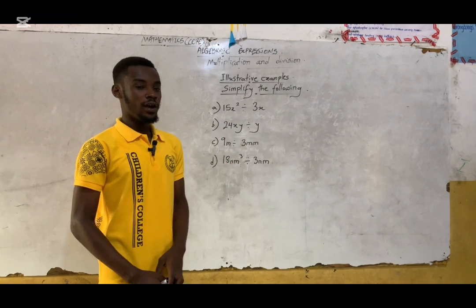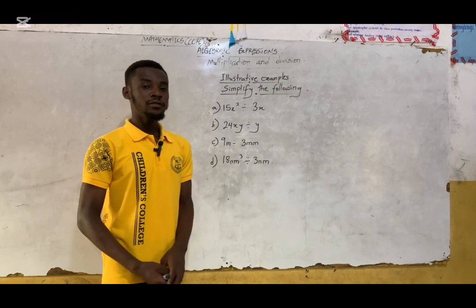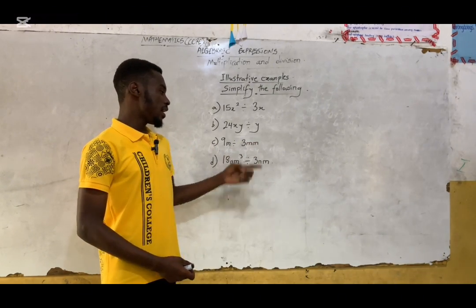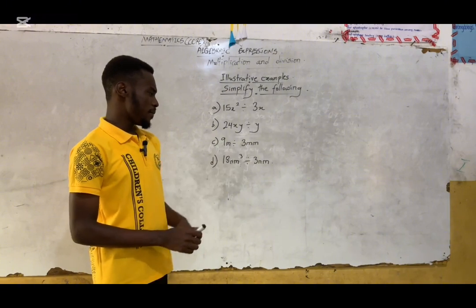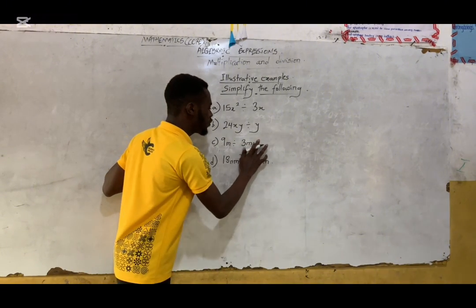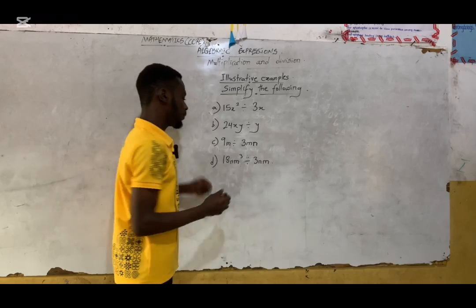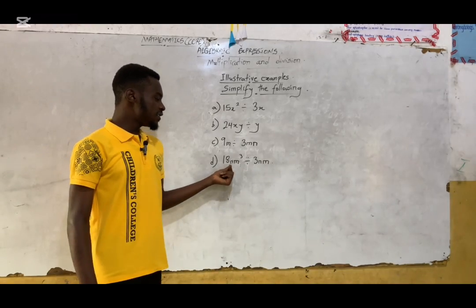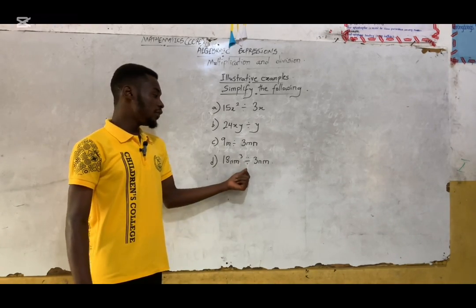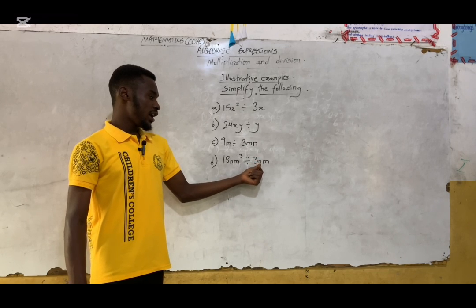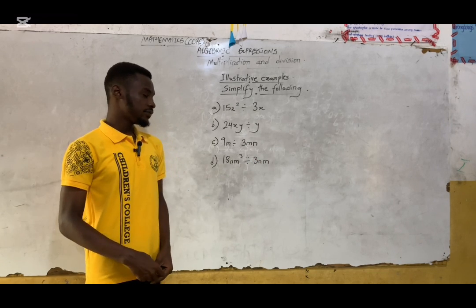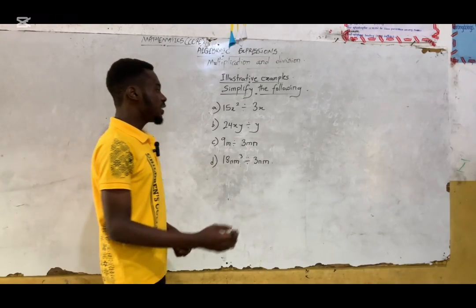24xy divided by y. 9m divided by 3m. I think, yeah, no, it's supposed to be mn rather, right? Sorry for that. 18nm exponent 3 divided by 3nm. Alright, good. Let's head to the solutions.